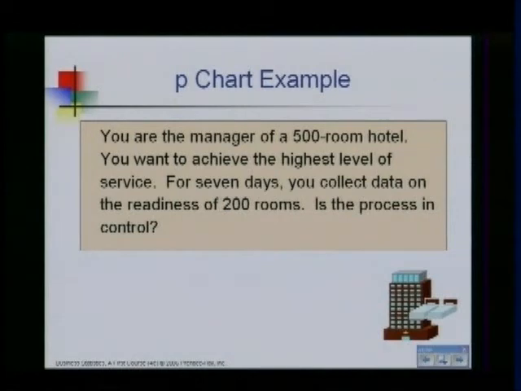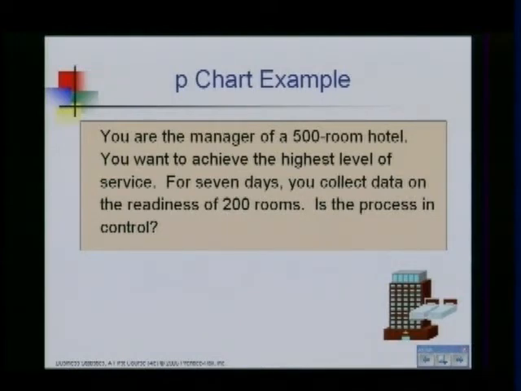Okay, here's an example. This is a P chart. You are the manager of a 500-room hotel. You want to achieve the highest level of service. Over 7 days, you collect data on 200 rooms each of those 7 days. The question is, is the process in control?